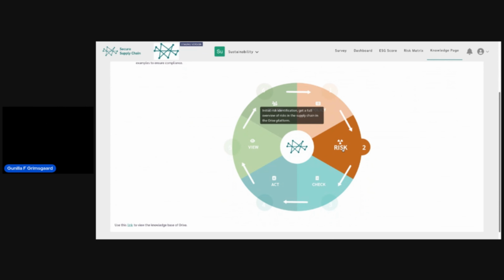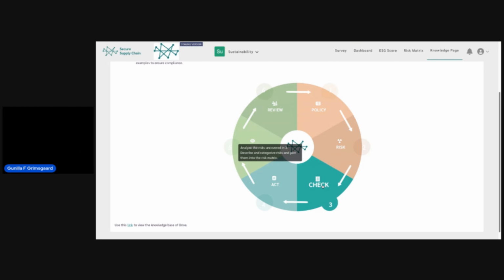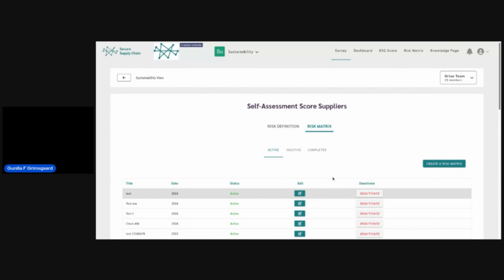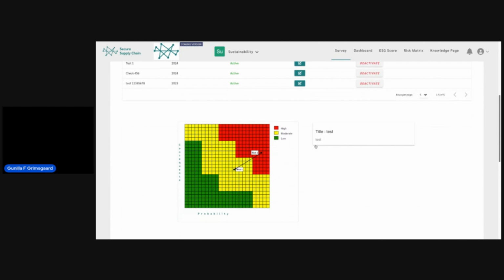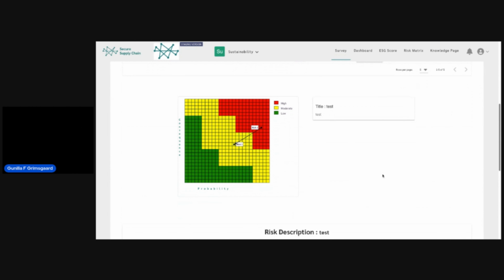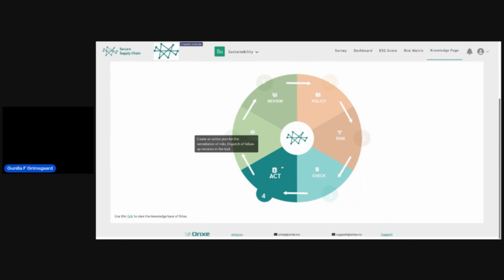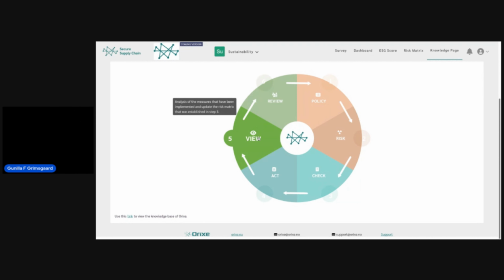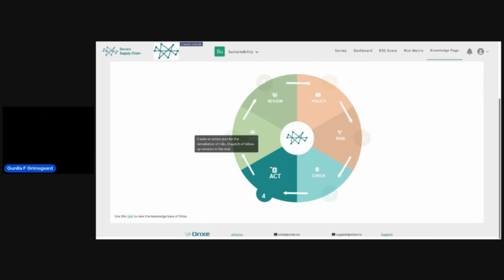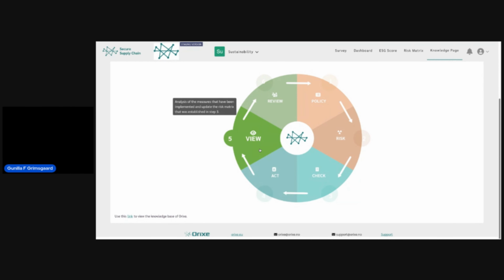Risk, we talk about inviting your suppliers to do ESG self-assessment. You can check out and analyze in the tables. And here you can put it all in your risk matrix. So this is really a useful tool that takes you through the entire process and helps your company to comply with the new ESG legislation.